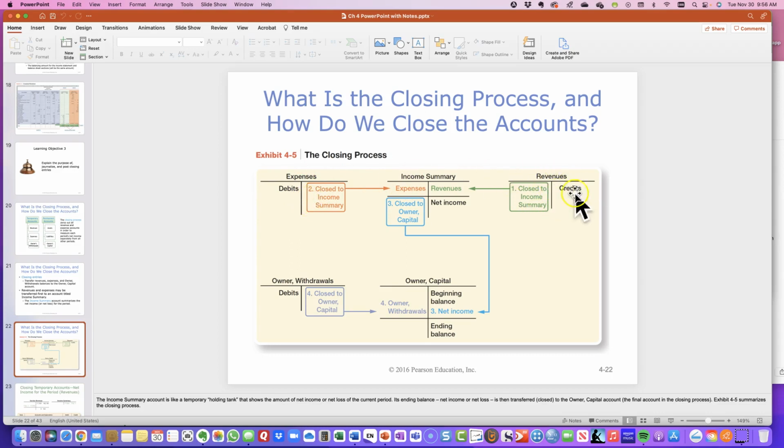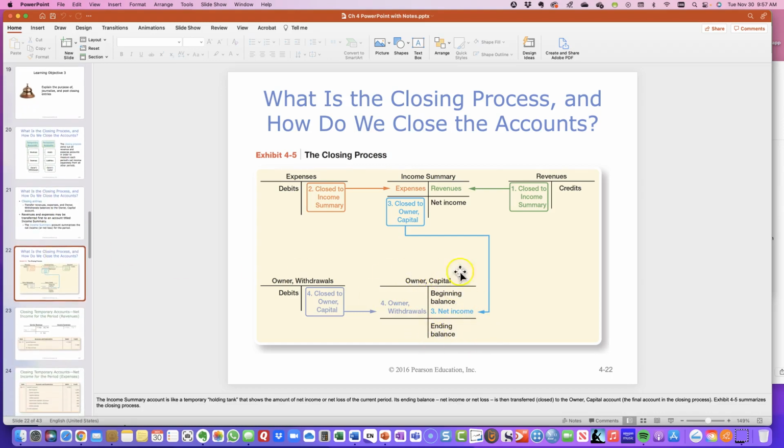Then revenues typically have a credit balance, so we're going to debit the revenue account and then credit the income summary. So typically the income summary account has the balances of the accounts, right? It would have revenues as a credit and expenses as a debit. So if revenues exceed expenses, then we have a net income. And then that net income is added as a credit to our owner's capital account. And similarly, since owner's withdrawals have a debit, we're going to credit that and debit the owner's withdrawals into our owner's capital account to get an ending balance. And so typically we want the ending balance in owner's capital to be a credit.